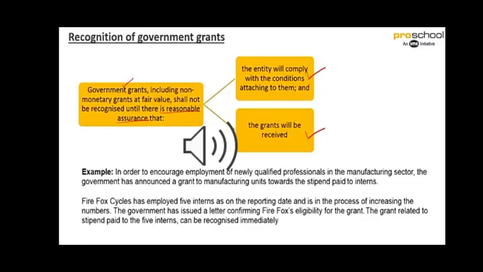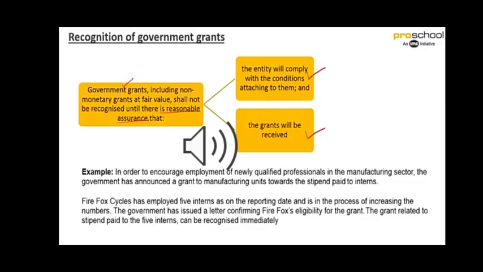So the principle here says that there should be reasonable assurance that the entity will comply with the conditions. So has this company, Firefox, complied with the conditions? Yes, it has employed 5 interns.